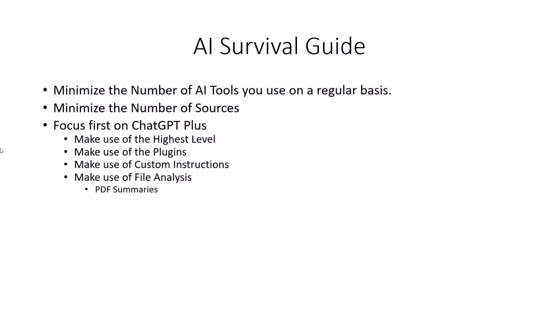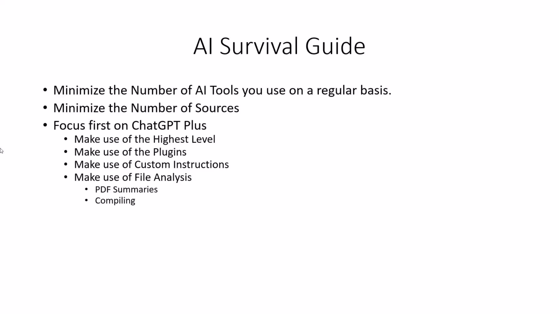For example, the file analysis can do PDF summaries. If you have a long, complicated PDF and you have ChatGPT Plus, you can upload that PDF and ask ChatGPT Plus for a summary. You can ask it for the main points or for bullet points. If you have very long, very complicated, very hard to understand documents, you can ask ChatGPT to help you not only understand it, but at minimum get your arms around the basic principles of what it is trying to say.